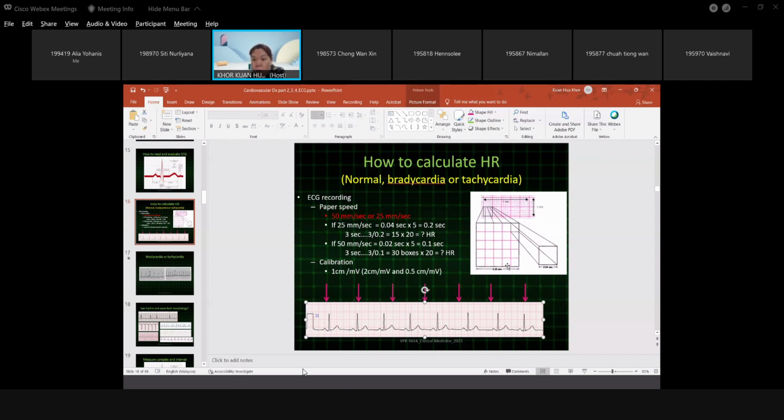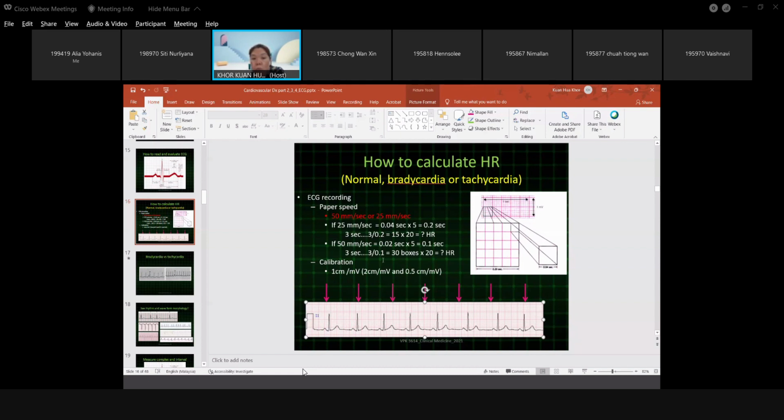5 small boxes, this one big box over here, is 0.1 second of information. So you have to do a proportional calculation. Let's say if I want 3 seconds of information, then I will need 30 boxes, and these 30 boxes only give me a 3-second heart rate.